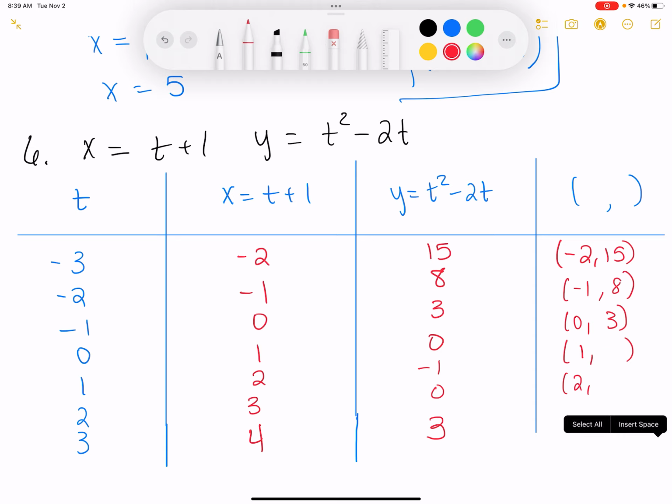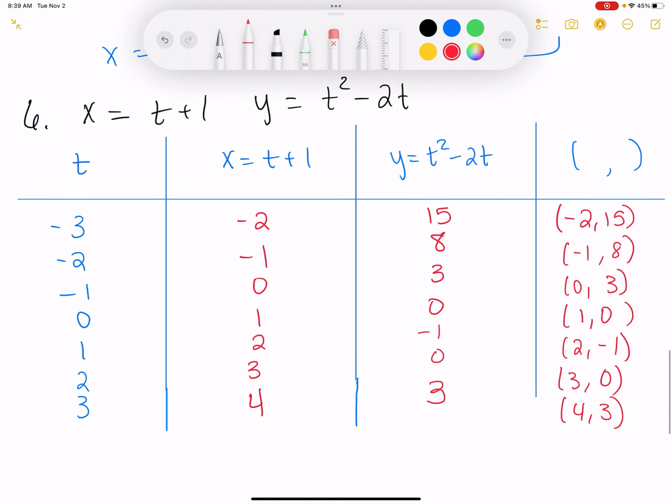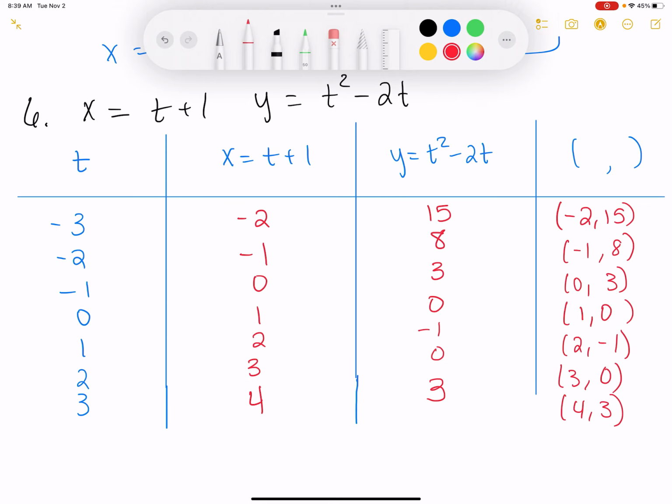See, this is where I need lines. This is where lines are a problem. Come on, what is going on? 1, 0. 2, negative 1. 3, 0. And 4, 3. Also, I don't really know why I didn't write x, y in here. Yeah, that's pretty easy.